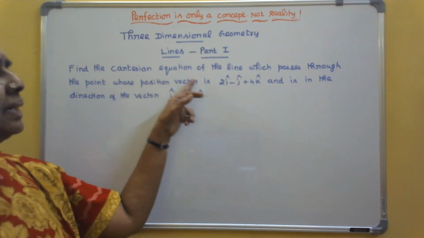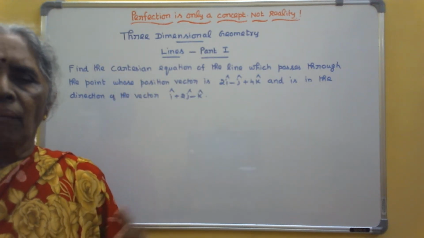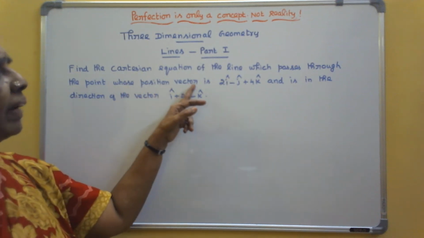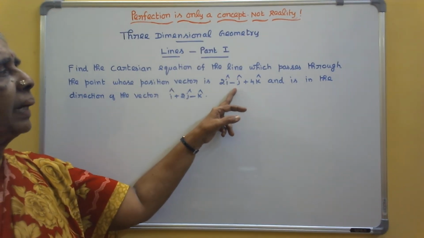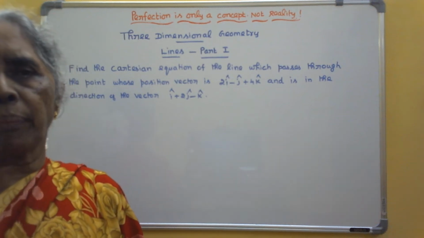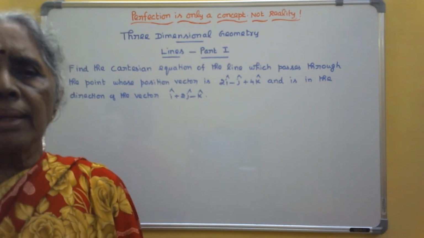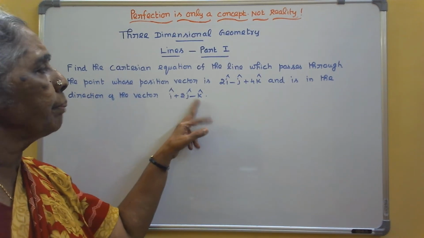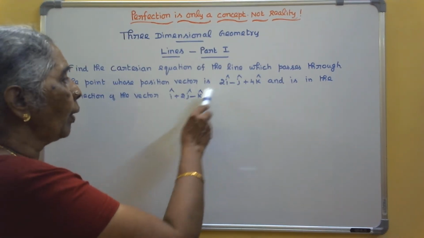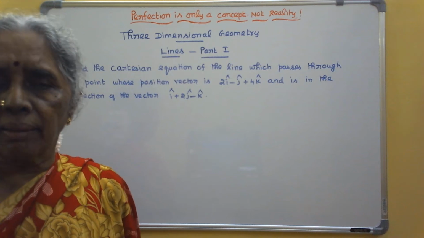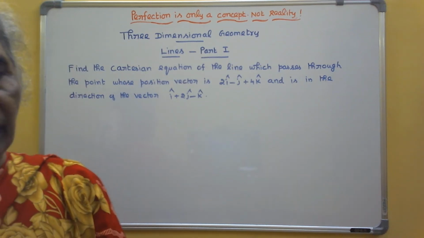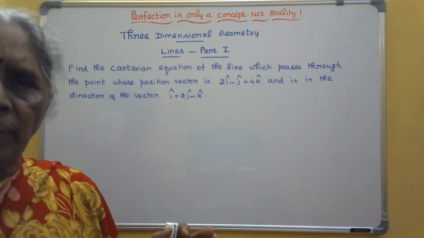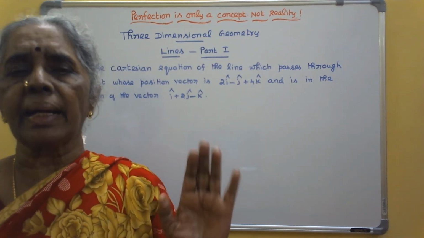Find the Cartesian equation of the line which passes through the point whose position vector is 2i cap minus j cap plus 4k cap and is in the direction of the vector i cap plus 2j cap minus k cap. This is the point and this is the parallel vector. Here they can give parallel vector or they can say in the direction of the vector. Whatever it is, that represents the direction ratios.